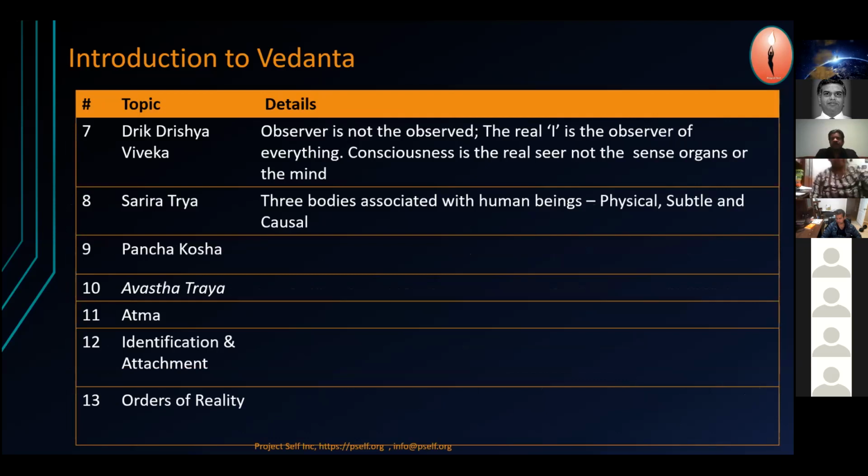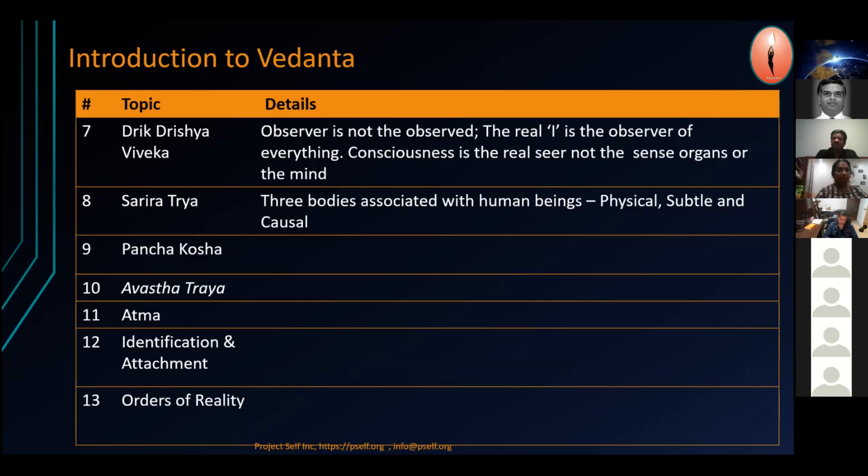So here, there are some teaching methodologies called prakriyas that were prescribed. The first one we saw was Drik Drishya Viveka, the difference between observer and observed. So we did a three-fold analysis. When I am seeing a flower, who is the seer and who is the seen? At the first stage, my eye is the seer, whereas the flower is the seen.